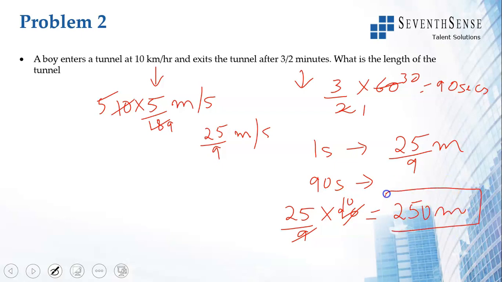That is the length of the tunnel, because he exited after 3 by 2 minutes. So convert 3 by 2 minutes into seconds. It is 90 seconds. Convert 10 kilometers per hour into meters per second. You get 25 by 9 meters per second. And then you can figure out the distance traveled in 90 seconds.